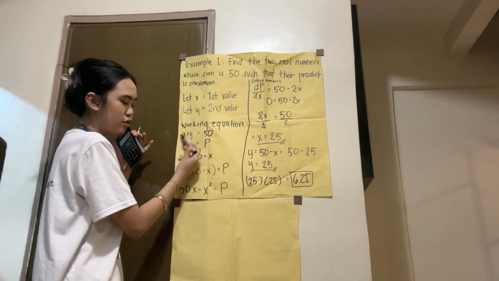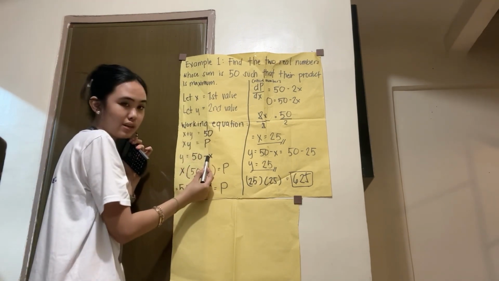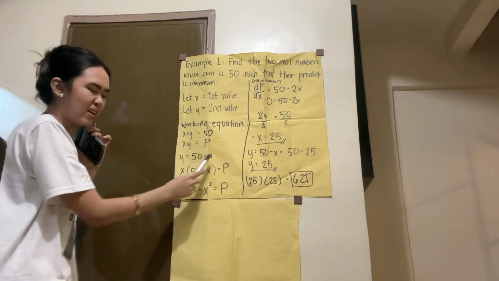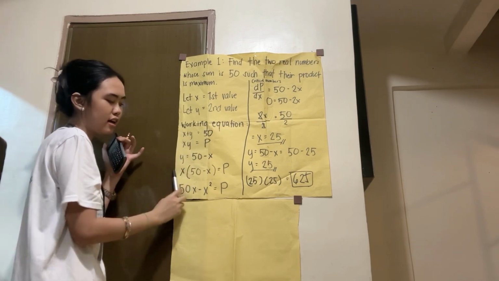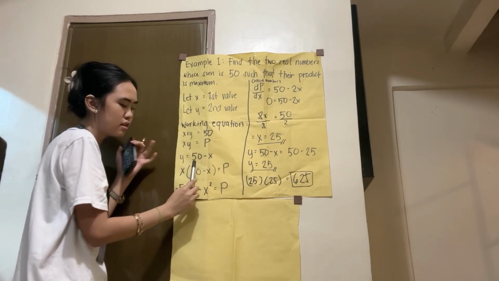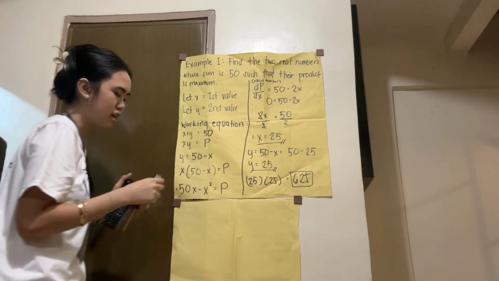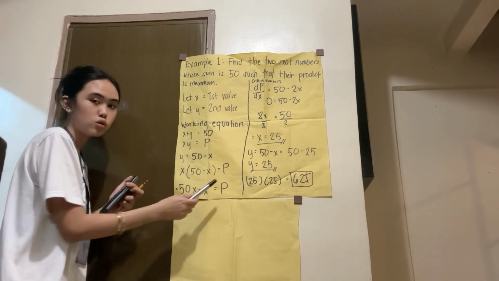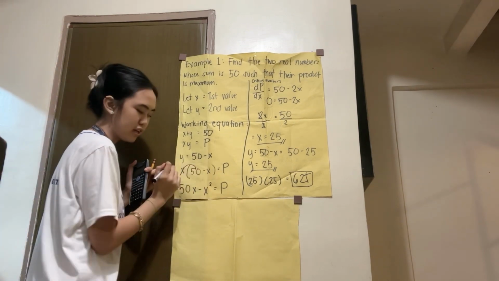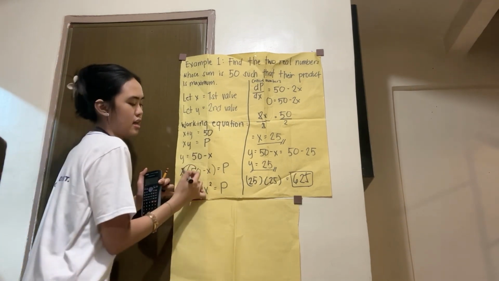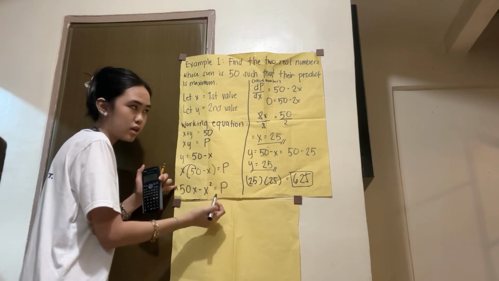With this formula, we transpose. So meaning to say, x becomes negative. After transposing, we substitute using this formula. So copy this: y is 50 minus x, equals P. To answer this, we need to simplify by distributing. So x times 50 equals 50x, and x times negative x equals negative x squared.